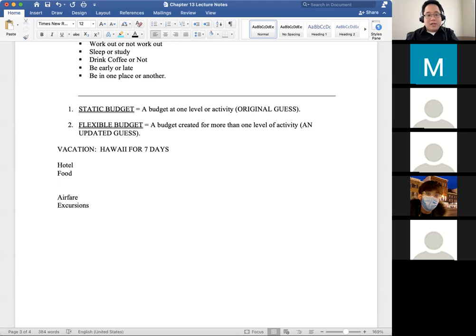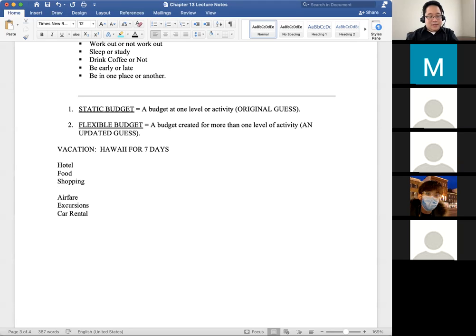Li Cheng said vehicle expense. Are we going to rent a car or take a taxi? Li Cheng, you decide for us. Taxi or rent a car? Rent a car, I think. Okay, rent a car is better. So car rental. Anything else? How about shopping? Shopping budget. Okay.